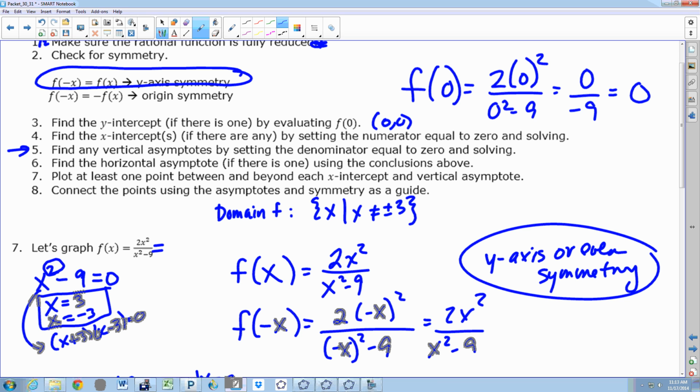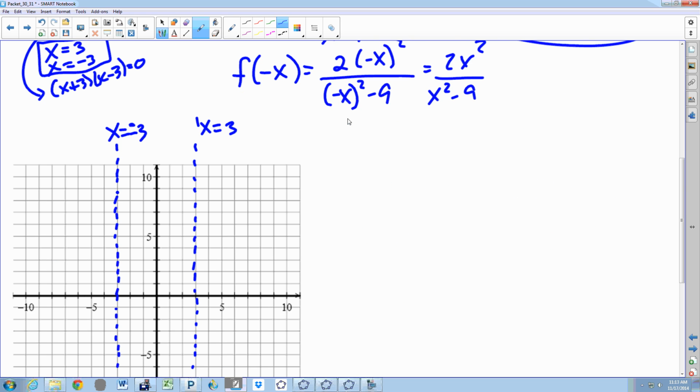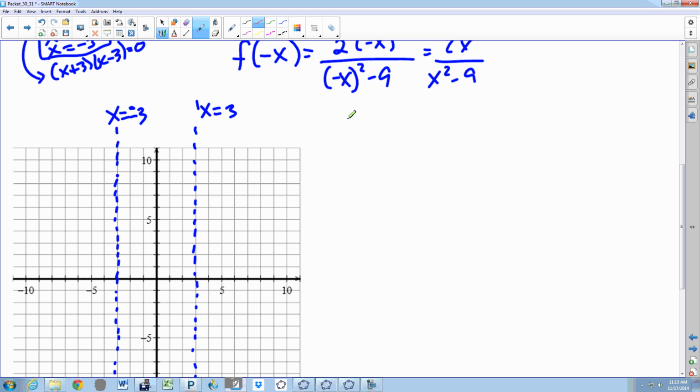And now my x-intercept, if any. For the x-intercept, I only have to be concerned with the numerator equaling 0, because when I have a fraction, the only way the value of my fraction can be 0 is when the numerator is 0. So I set my numerator equal to 0, and guess what? It's exactly the same x value as my y-intercept. So my origin here is going to be an important point. It's acting as both my y-intercept and my x-intercept.